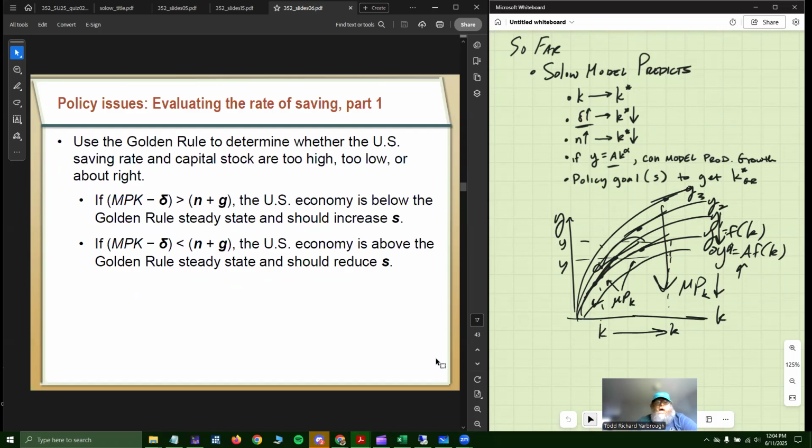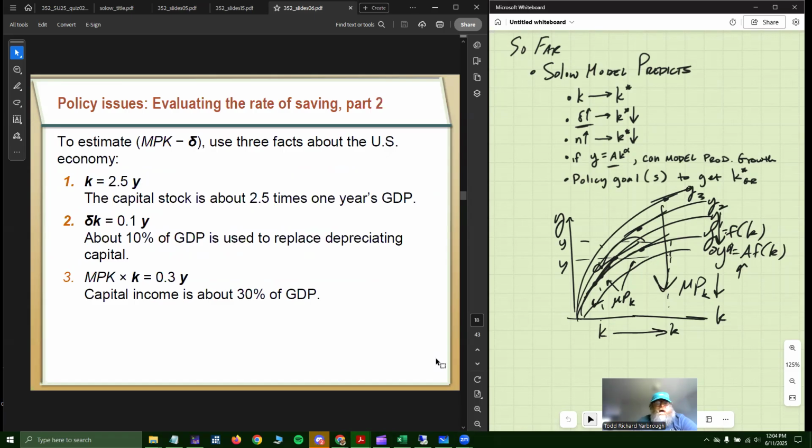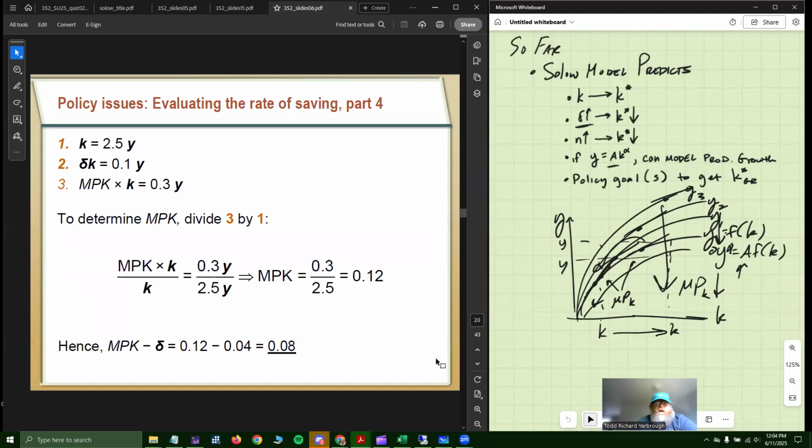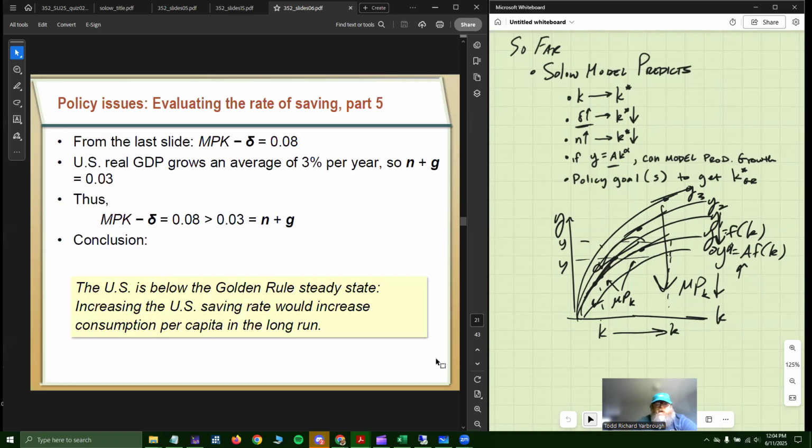All right, and so we can ask ourselves: is the U.S. at or below or getting towards the golden rule? Therefore, what should the U.S. be doing in terms of its savings rate? If you work through all of this, we end up at the case that the U.S. is below its golden rule steady state. So we should seek to increase the savings rate, which would increase consumption per capita. And so, yeah, that's what we're stuck with, right?